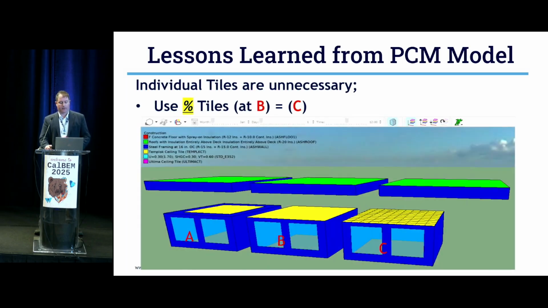So, some quick lessons learned. This is an exploded model showing the ceiling plenums from the spaces below. If you focus on the center zone and the one on the right-hand side, the one on the right-hand side is showing individual ceiling tiles modeled. The one in the center is just doing 100% tile area. They give you the same results, so there's no need to model each individual ceiling tile. You can just say 80%, 90% of ceiling tile, and that will give you the same results.